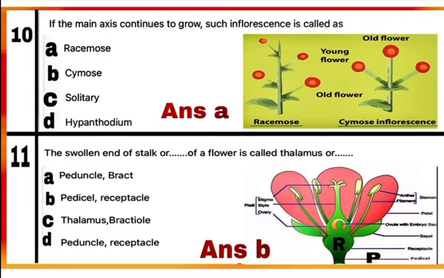Question 11. The swollen end of stalk or pedicel of a flower is called thalamus or receptacle. Option B is correct. The swollen end of stalk or pedicel of a flower is called thalamus or receptacle. You can see in diagram, P is pedicel or stalk and R is receptacle or thalamus.